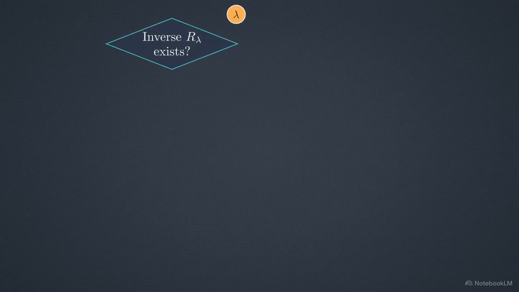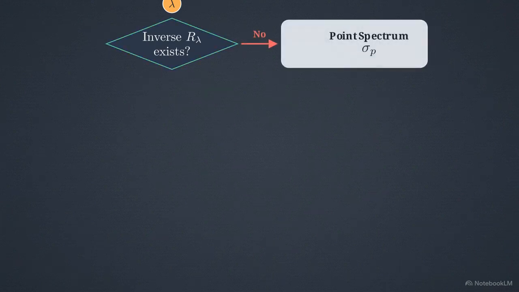This flowchart starts with any complex number, lambda, passing into our first decision node. The first test is simple. Does the resolvent operator exist? In other words, is our test operator injective? If it fails this first test, the inverse does not exist. That means lambda is a standard eigenvalue, and we place it here, in the point spectrum.